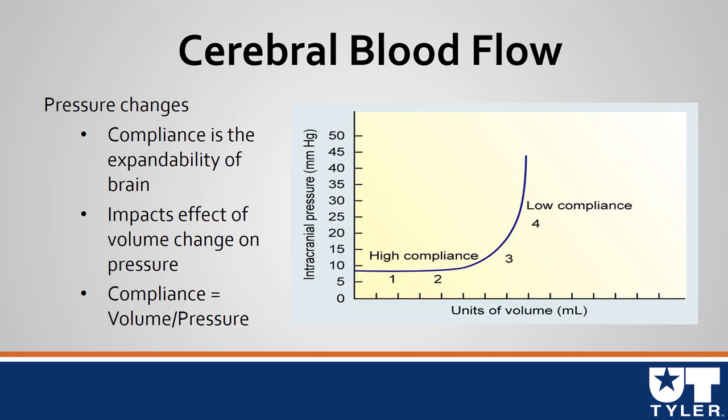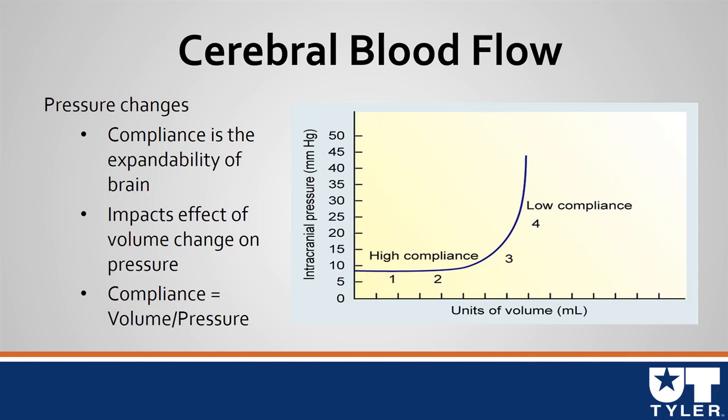The relationship of pressure to volume is depicted in the pressure-volume curve. The curve is affected by the brain's compliance. Compliance is the expandability of the brain. It is represented as the volume increase for each unit increase in pressure. With low compliance, small changes in volume result in greater increases in pressure. Compliance equals volume over pressure.